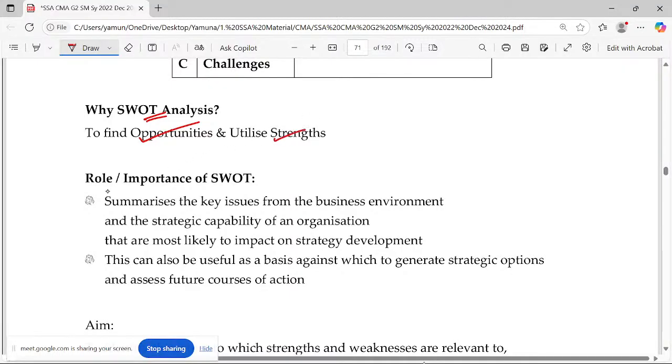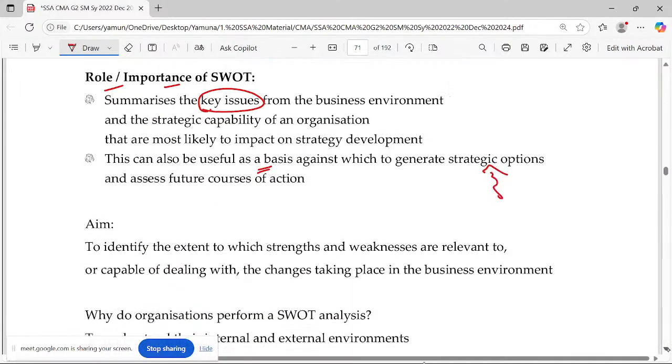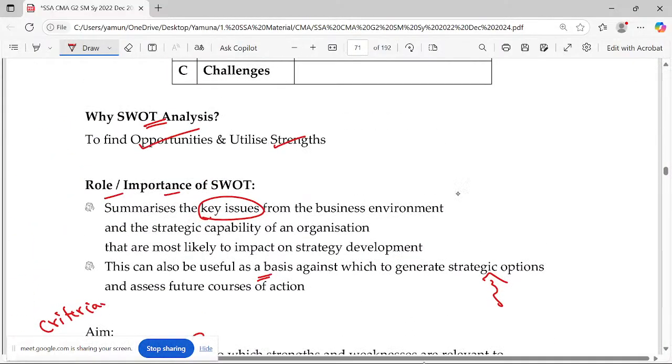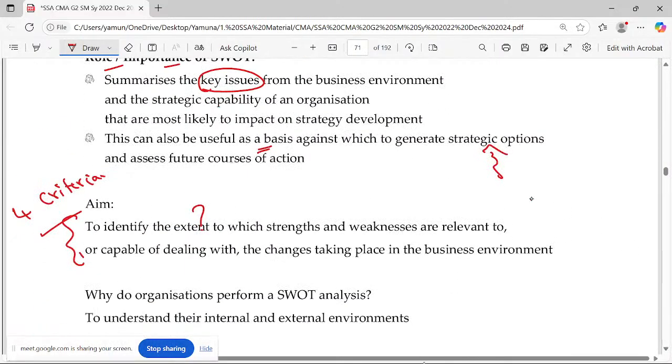The role and importance of SWOT is that it summarizes the key issues, what is happening, and gives them to you as bullet points: this is the criteria I have to follow, etc. Also, it is useful as a basis against which strategic options can be judged. Aim is to identify the extent. Please make note of the four criteria here. If you haven't taken a note of it, please make a note at least over here, the four criteria. So I can write it like this.